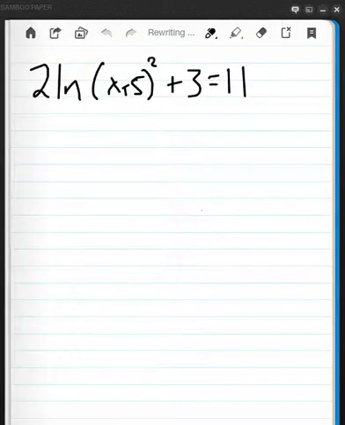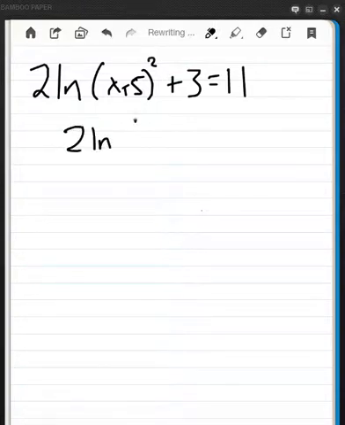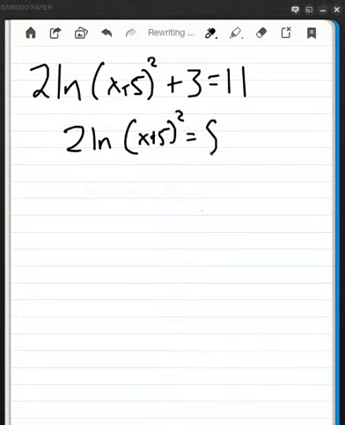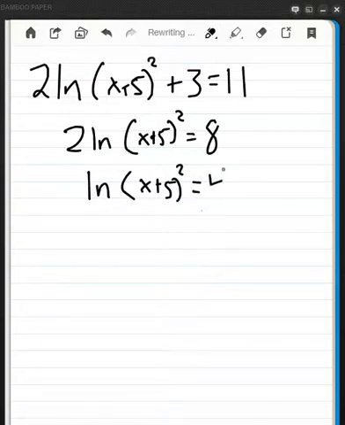Alrighty, now let's look at an example that looks like this. This is a little bit trickier than others. Once again, we need the log in the form of log with a base of something is equal to something else in order to rewrite it. Currently, we have other things happening here with this log, so let's get rid of that extra stuff. Let's start by subtracting 3 from both sides. So 2 times the natural log of x plus 5 squared is equal to 8. And then let's divide out that 2, because again, we can't do anything until we get rid of all these coefficients. So natural log of x plus 5 squared is equal to 4.